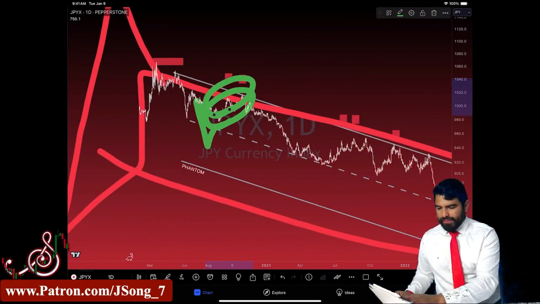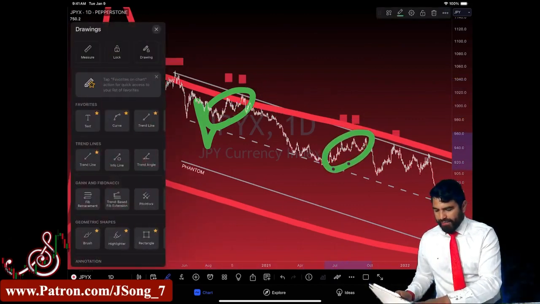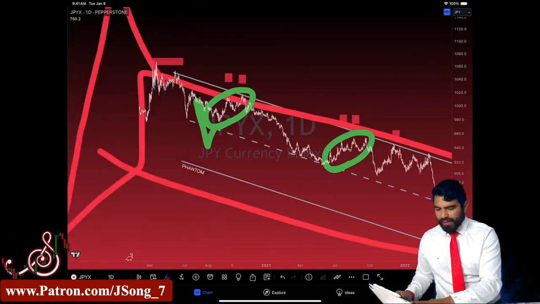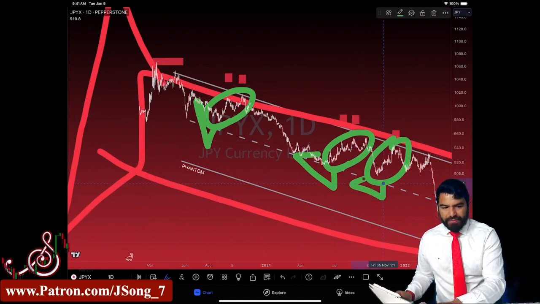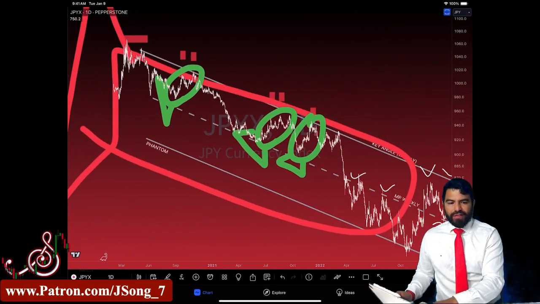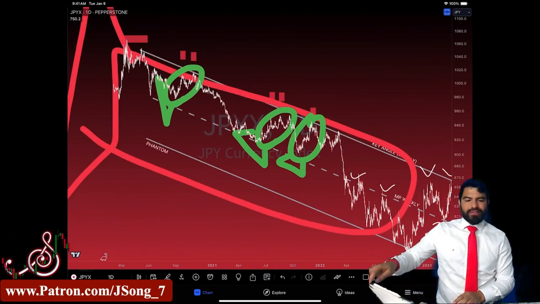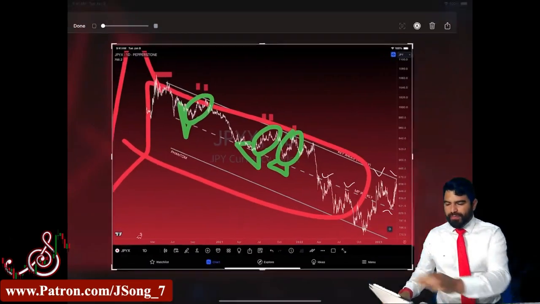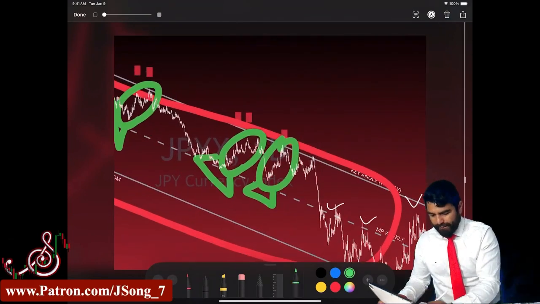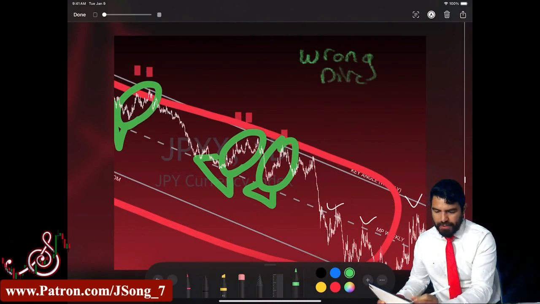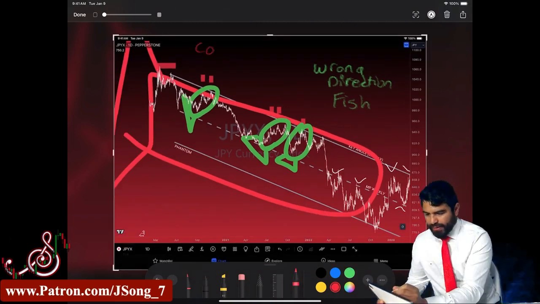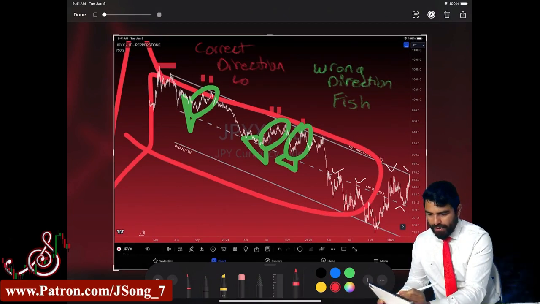Here's another example right here with another fish swimming in the wrong direction. Now this is going to be apparent in just a second. And then here a smaller little fish swimming in the wrong direction. So these are the small fish that are swimming in the wrong direction in just this quick example, okay? Let's put this on here. Let's make this big crayons. Wrong direction fish. Correct direction, larger story fish.